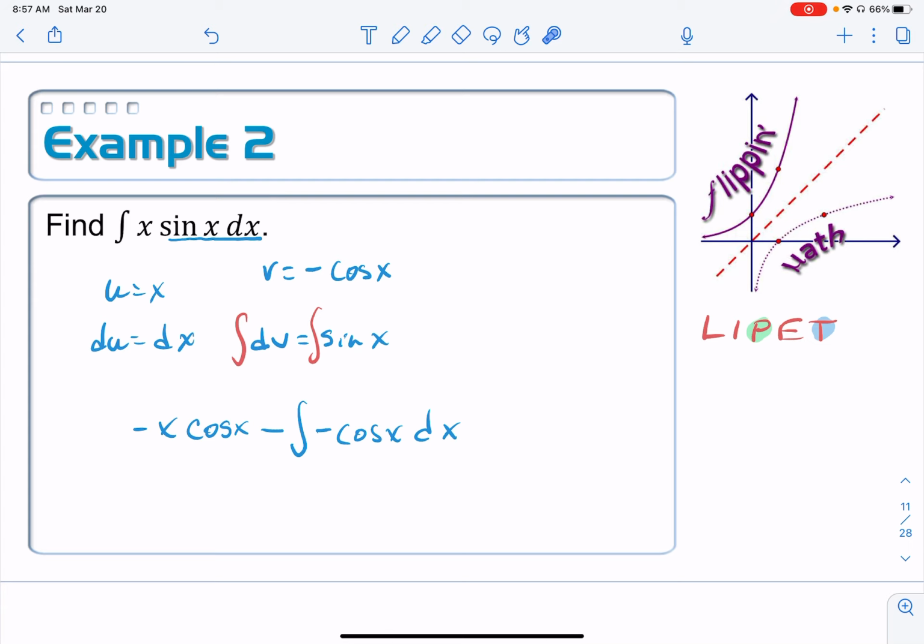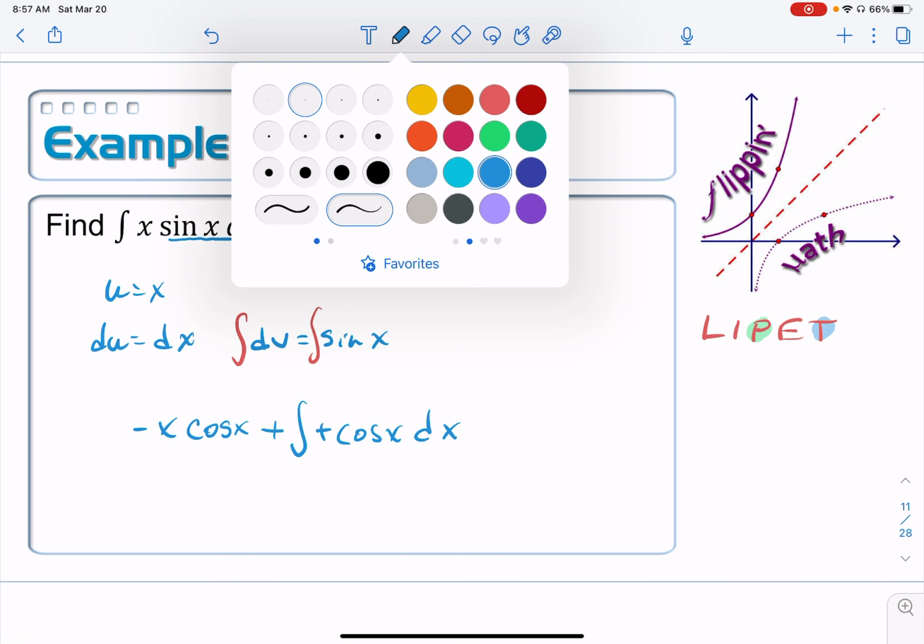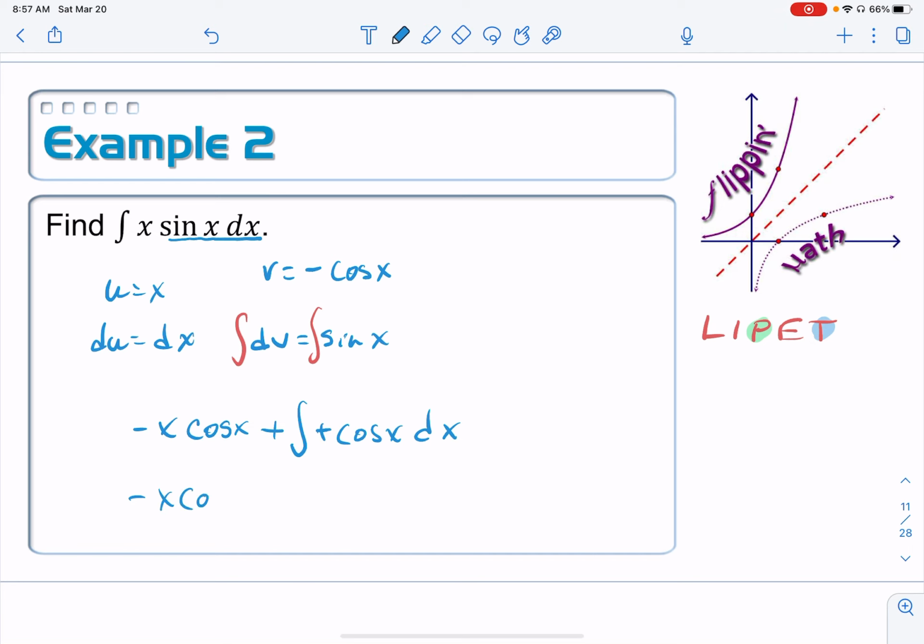Now notice that our new integral doesn't have a product in it anymore. I'm going to take this negative and cancel it out with that negative. Let's copy the first part down. The antiderivative of cosine is positive sine x, and then here's where we put our plus c.